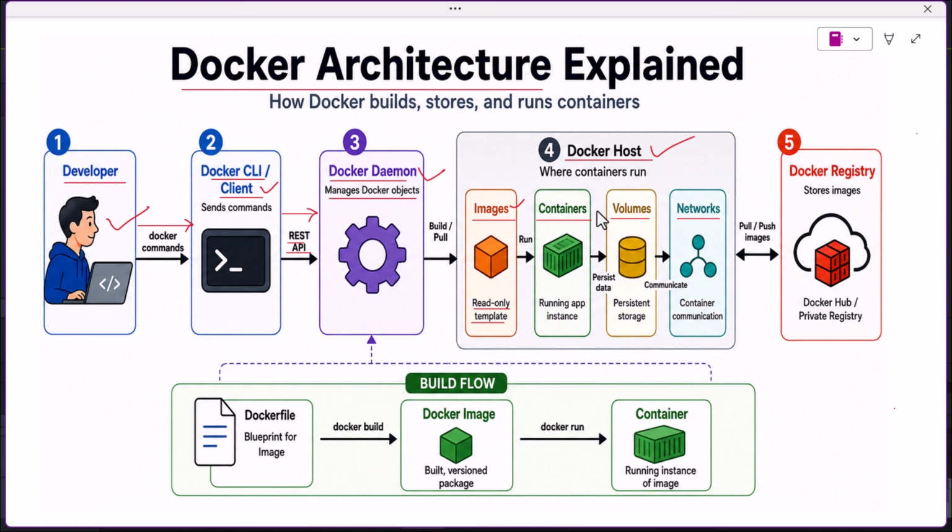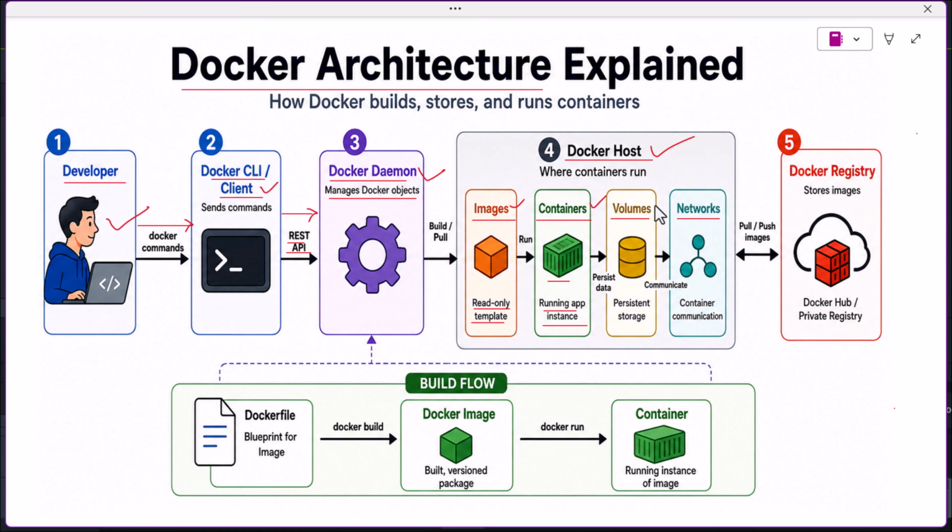Next, we have containers. A container is a running instance of an image. When the Docker daemon runs an image, Docker creates a container and starts the application inside it. One image can be used to create multiple containers. For example, we can use one Spring Boot image to start 3 separate containers. Each container runs as an isolated process, but containers share the operating system kernel of the Docker host. This makes containers lightweight and fast to start.